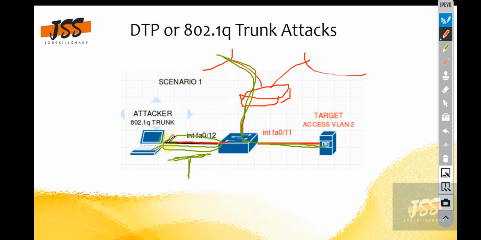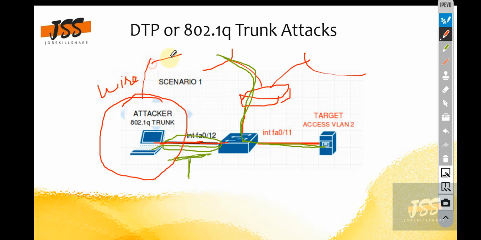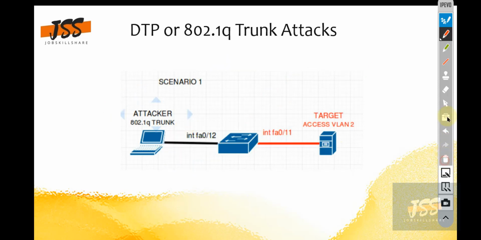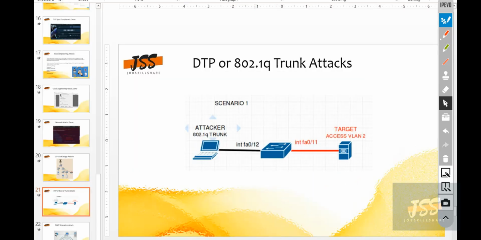So the same information will go here, and this attacker, if he is using Wireshark or even tcpdump, he or she can sniff all the information that is going across. So that is the basic idea behind that. So let's very quickly launch this attack in our topology, and I will show you how.